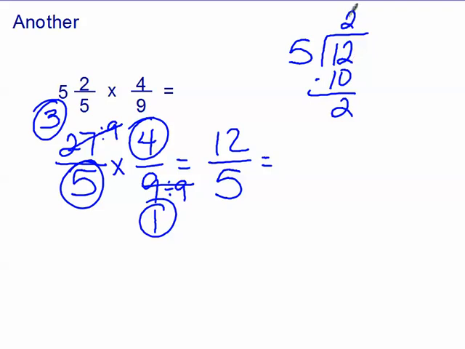So this number here on top becomes our whole number. Our leftovers become our numerator, and the number we divided by becomes our denominator. So we end up with 2 2/5. 2 more questions and we're done.